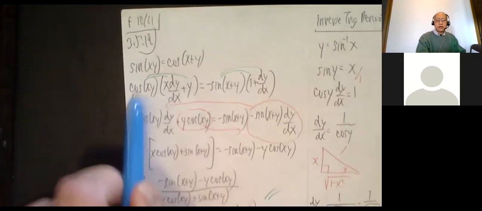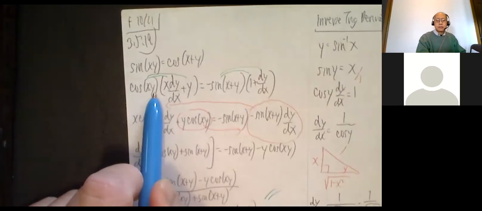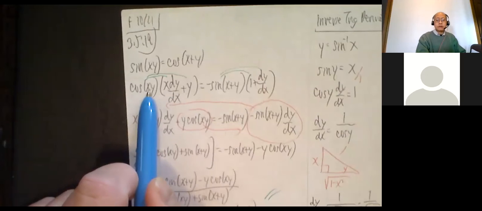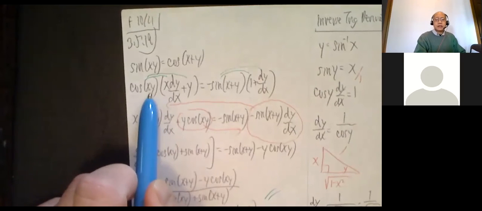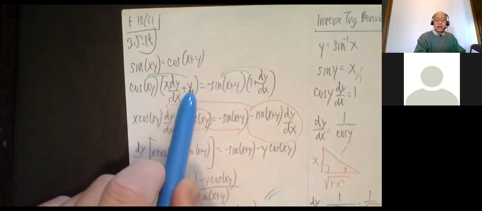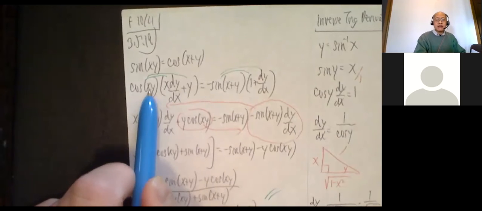Plus the second function, y, times the derivative of the first. What's the derivative of x? 1. And since there's a multiplication by 1, you don't have to write it. And I don't have to put any d stuff because I was taking the derivative with respect to x.